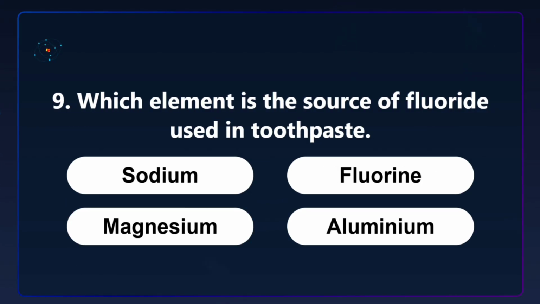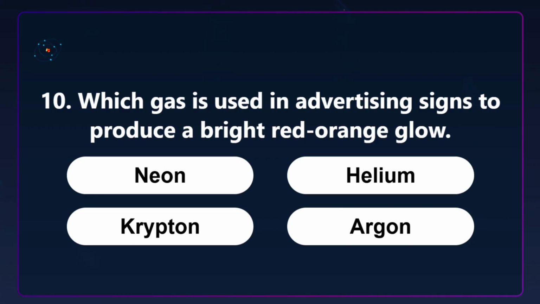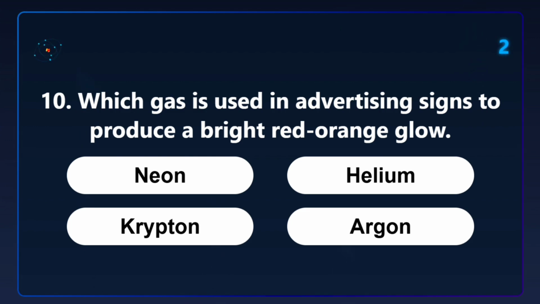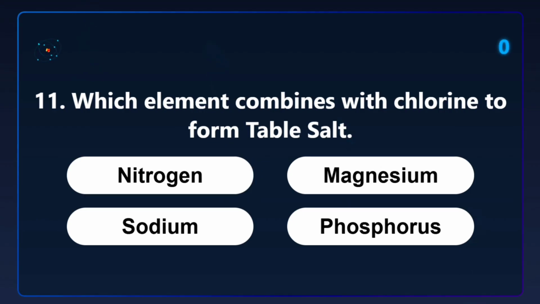Question 9. Which element is the source of fluoride used in toothpaste? The answer is fluorine. Question 10. Which gas is used in advertising signs to produce a bright red-orange glow? The answer is neon.